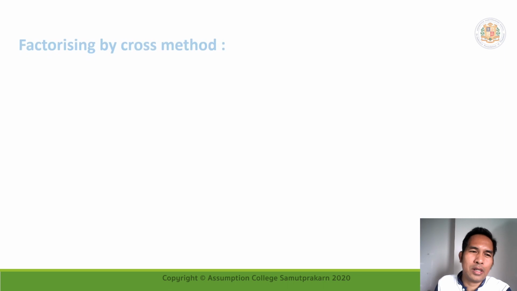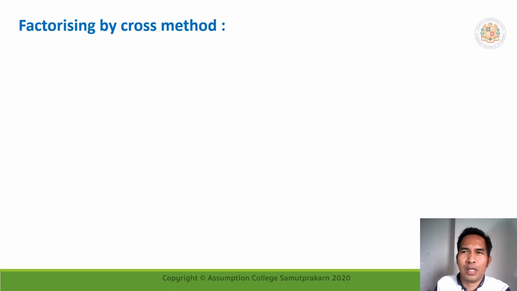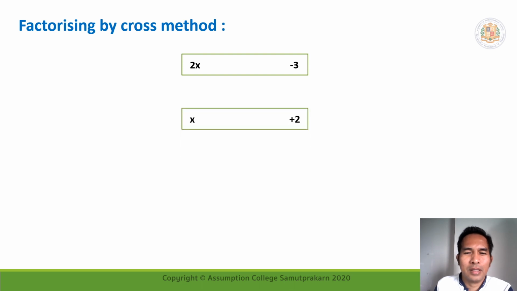Next, we have here factorizing by cross method. Actually, factorizing by cross method is quite simple for you guys. It's just like the same as FOIL. Okay, so we have here, for example, the factors are 2x minus 3 and x plus 2. So we'll just do the cross.